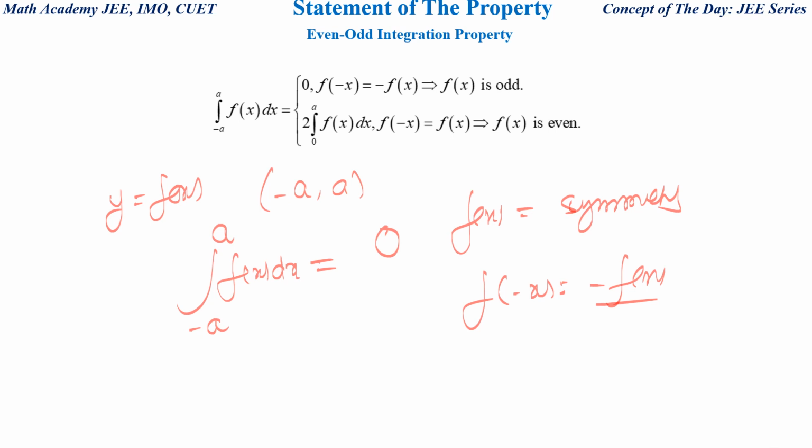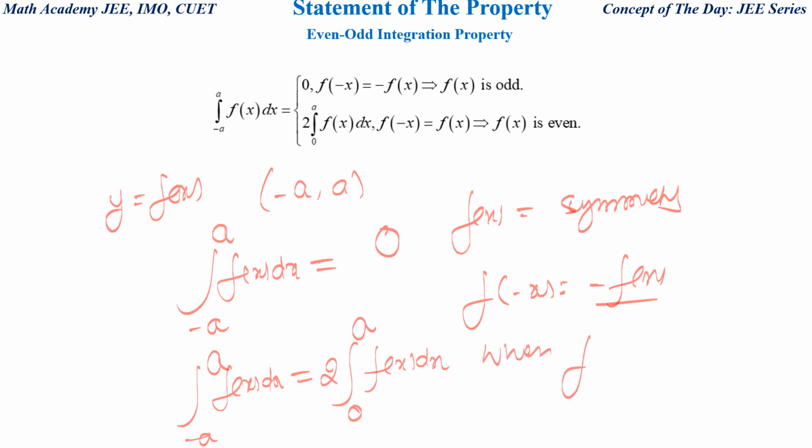Similarly, the integration from minus a to a of f(x) dx is equal to 2 times the integral from 0 to a of f(x) dx when f(minus x) is equal to f(x), meaning when the function is symmetric about the y-axis, meaning the function is an even function. Okay, so this is the statement of the property.